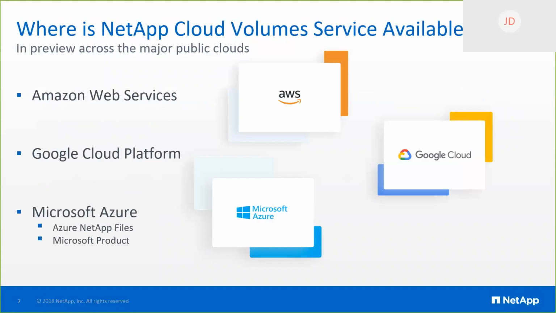In Amazon Web Services and Google Cloud Platform, the product is called Cloud Volume Service. It's a NetApp product. And like I said, it is currently available in preview. Microsoft Azure is a little bit different. In Azure, the version of Cloud Volume Service that is being offered is actually called Azure NetApp Files, and it's a first-party Microsoft product. So that's a really interesting partnership we have there with our friends at Microsoft.